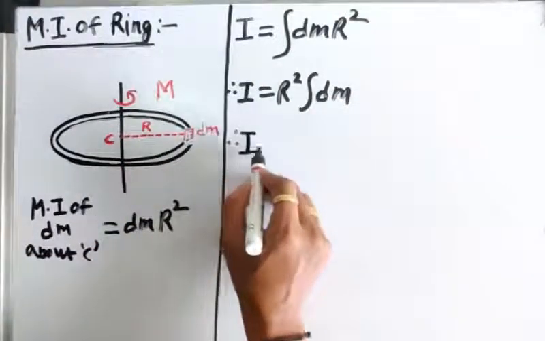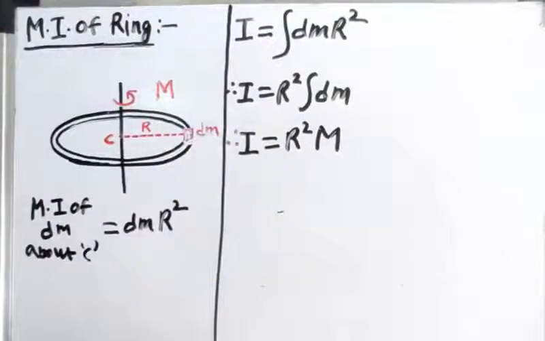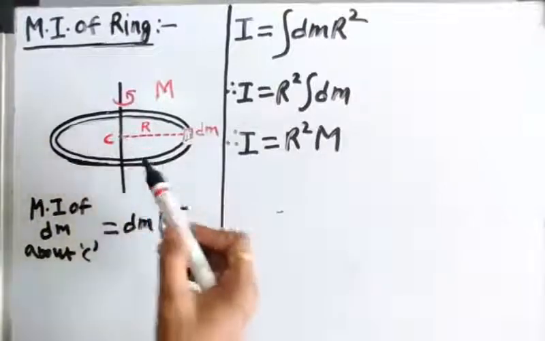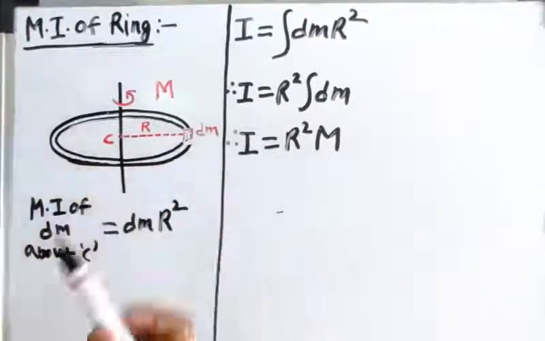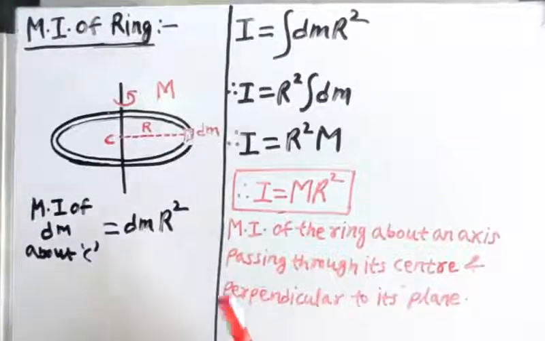Therefore, we can write I is equal to r square m, where r is the radius of the ring and capital M is the mass of the ring. Therefore, I is equal to m r square, that is the moment of inertia of the ring about an axis passing through its center and perpendicular to its plane.